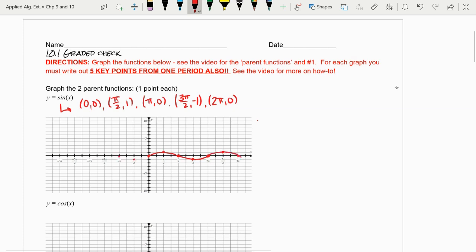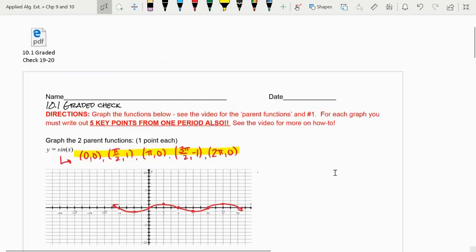Otherwise, once you have one full curve, we call it one full cycle, one full period, you can just put arrows on the end and call it good. But I want to make sure you have your key points. You can either write them right on your graph or above or below the graph. So that's our sine function.